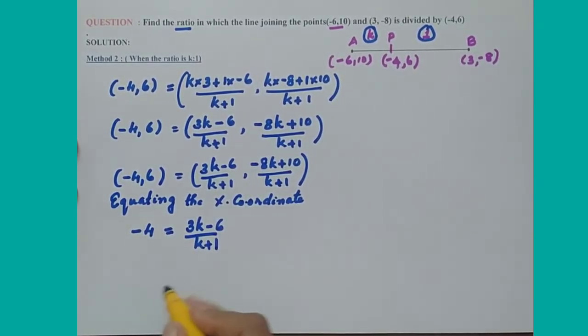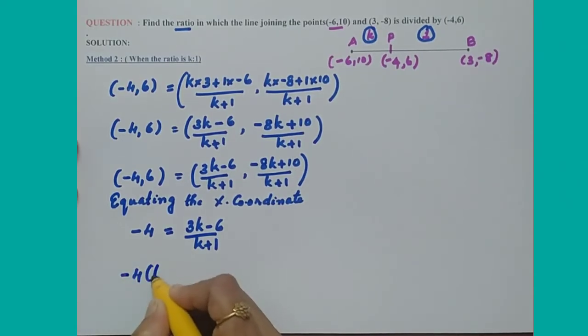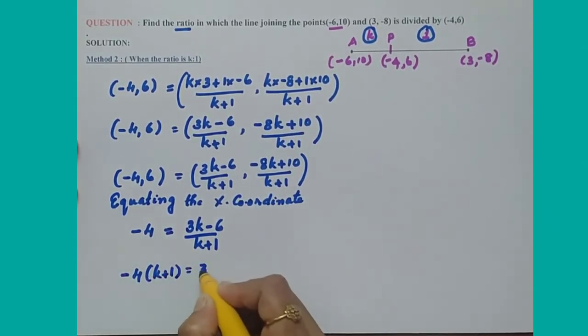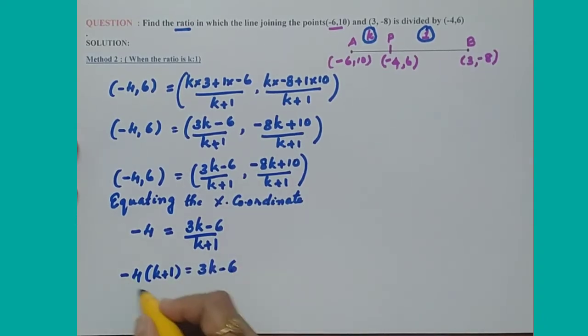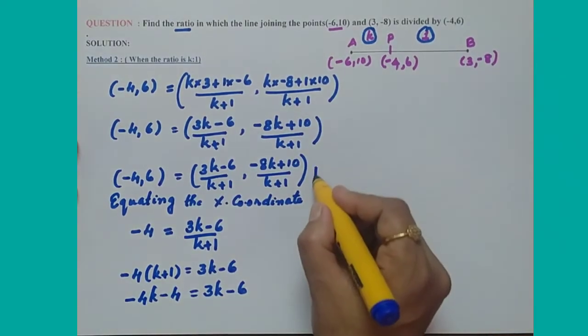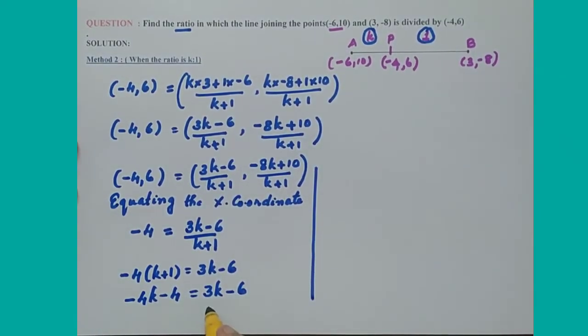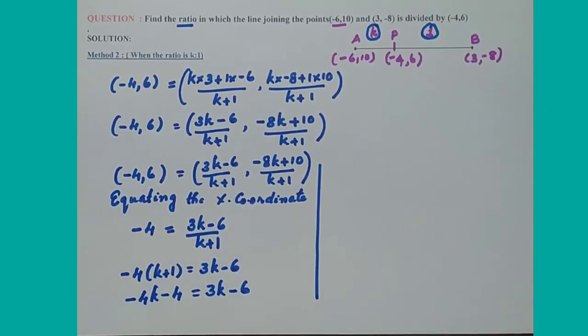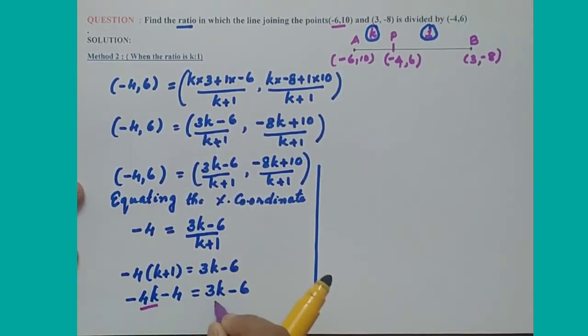Now what is the next step? Make a cross multiplication. -4 into k plus 1 equals 3k -6. Multiplying inwards you get -4k -4 equals 3k -6. Am I right? After that you need to write very carefully: here there is only one variable. That is the speciality of this question. In the last question, one side came with m1 and the other side with m2. Here only one variable, which seems easy for you. The only variable in this equation is the term containing k.